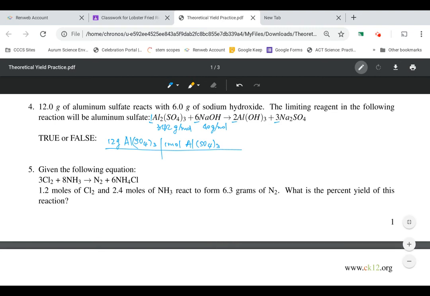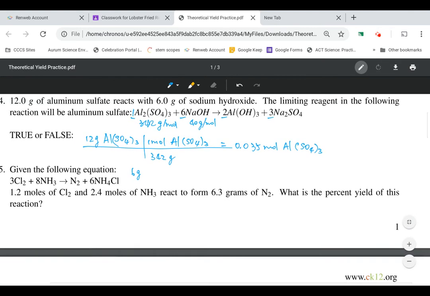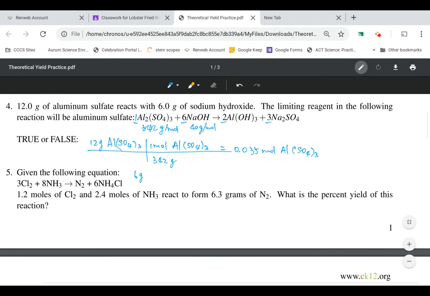1 mole is 342 gram. It gives you 12 divided by 342, which is 0.035 mole of Al2(SO4)3. And then you convert the gram of sodium hydroxide.